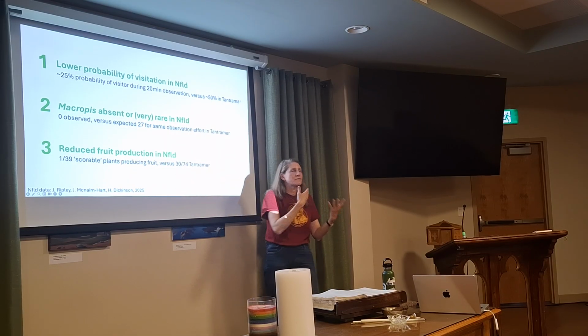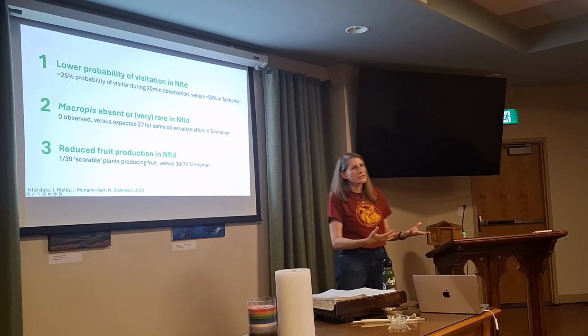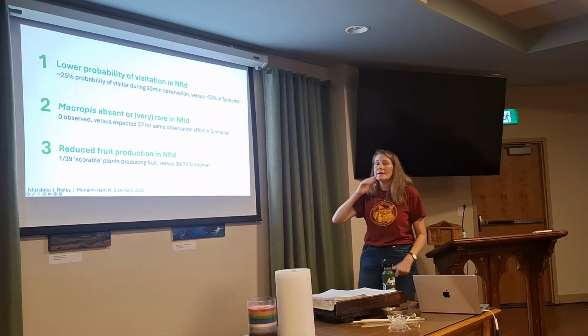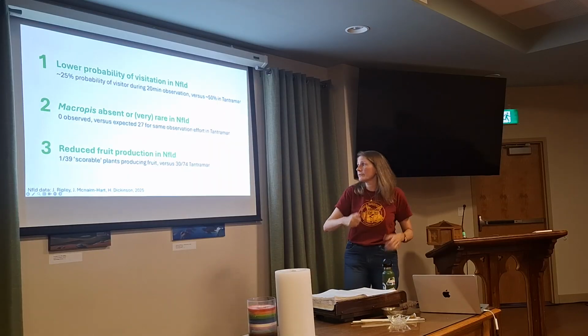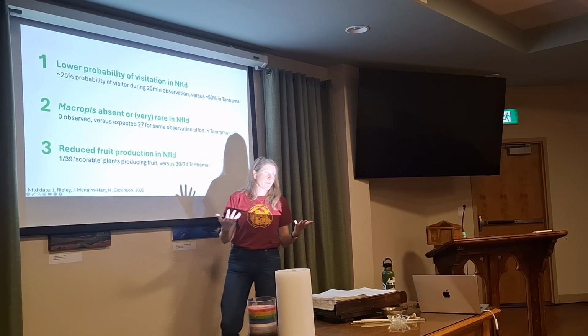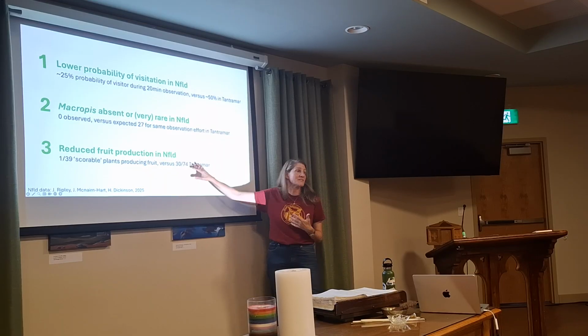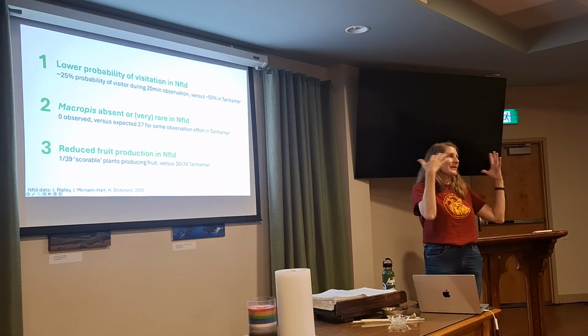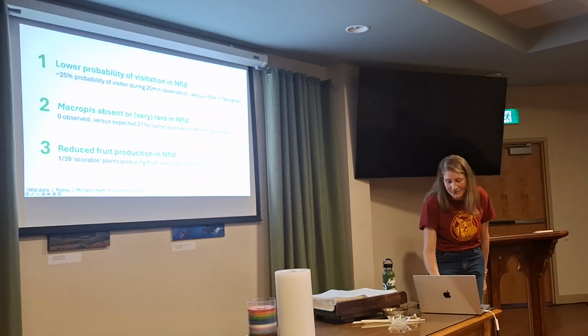Now, they were there during flowering, so it's a little harder to score fruit production, but on 39 of the plants that they saw across 8 study sites, they could score whether or not fruit were forming. Only 1 out of 39 plants had any sign of fruit forming. Wow. And compare that to 30 out of 74 in Tantramar, right? So there seems to be lower fruit production. So everything to me is indicating that these sites are different.